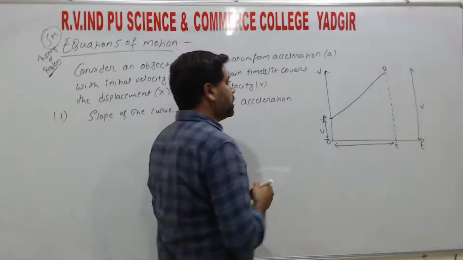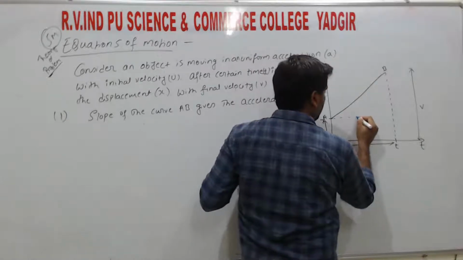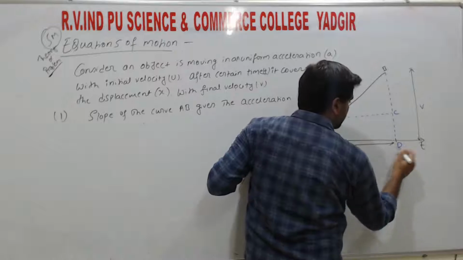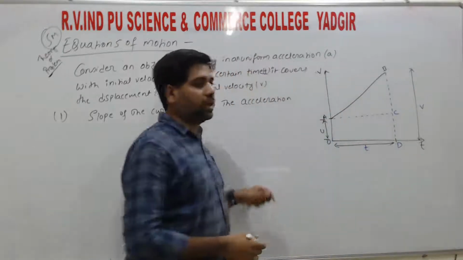If we plot the slope, that is by drawing the triangle, here it is C, here D. This time is t, right?